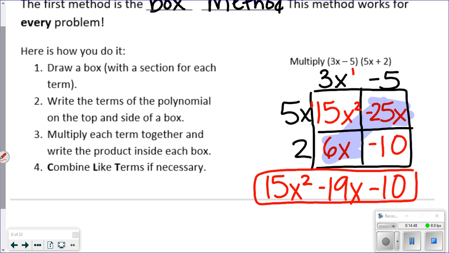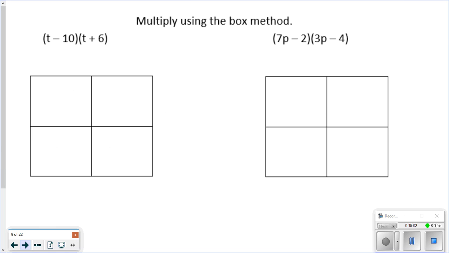So when I multiplied here, I had a binomial times a binomial, but my answer ended up being a trinomial with 3 terms. All right, also in your notes, let's do 2 more examples, and then we'll head back into our book. So we're going to multiply these using the box method. Remember, it doesn't matter. T minus 10, I'm going to write it here, but I could have also written that on the top. Doesn't matter. T with a positive 6 is going to go there.